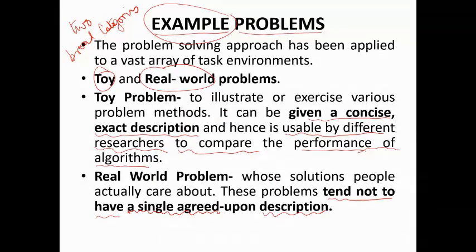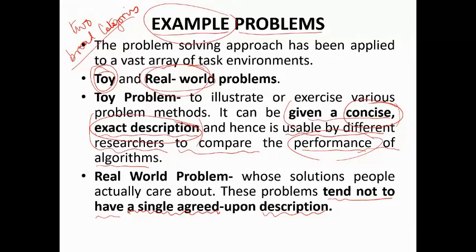There are two types of problems in this AI domain. Mainly there are two broad categories of problems, the toy problems and the real world problems. The real world problems we will discuss later, but we will start with the toy problem. Toy problems are given as a concise and exact description of the problem, so that we can understand the problem, start to work on it, and get the best solution. They are used to compare performance.